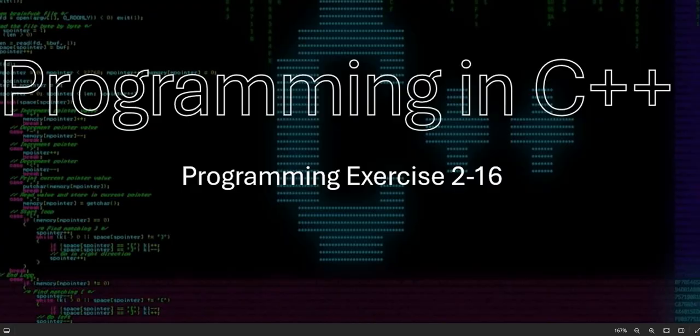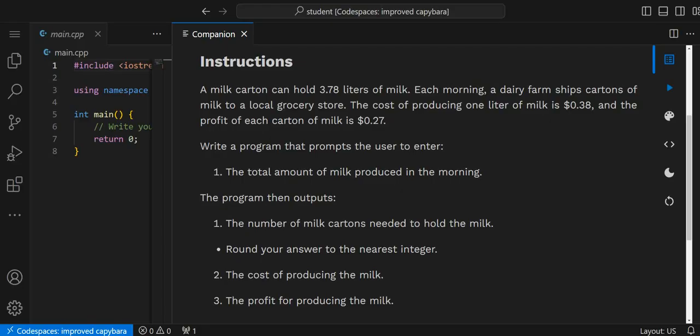Programming in C++, programming exercise 2-16. A milk carton can hold 3.78 liters of milk. Each morning, a dairy farm ships cartons of milk to a local grocery store. The cost of producing 1 liter of milk is 38 cents, and the profit of each carton of milk is 27 cents. Write a program that prompts a user to enter the total amount of milk produced in the morning. The program then outputs the number of milk cartons needed to hold the milk, rounded to the nearest integer.